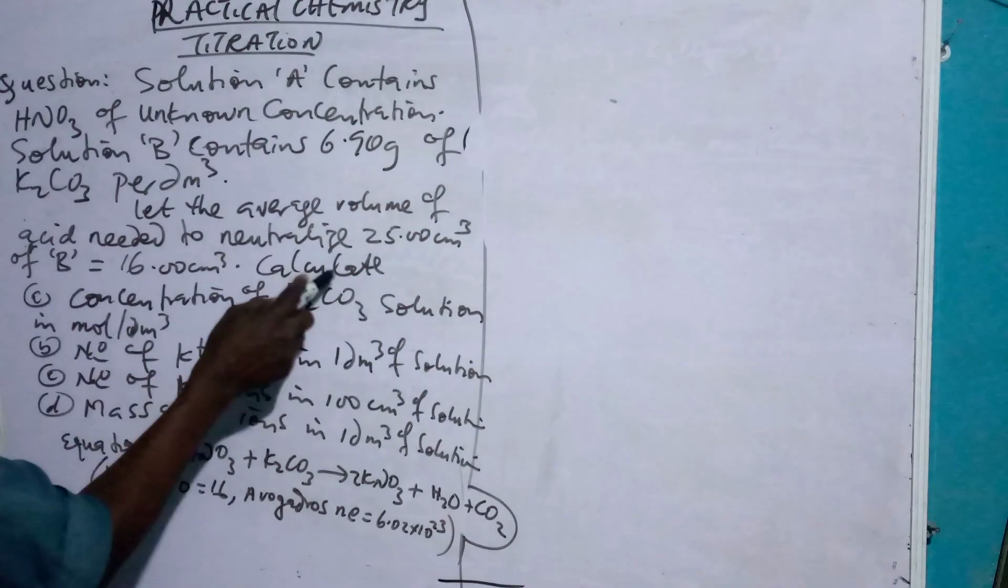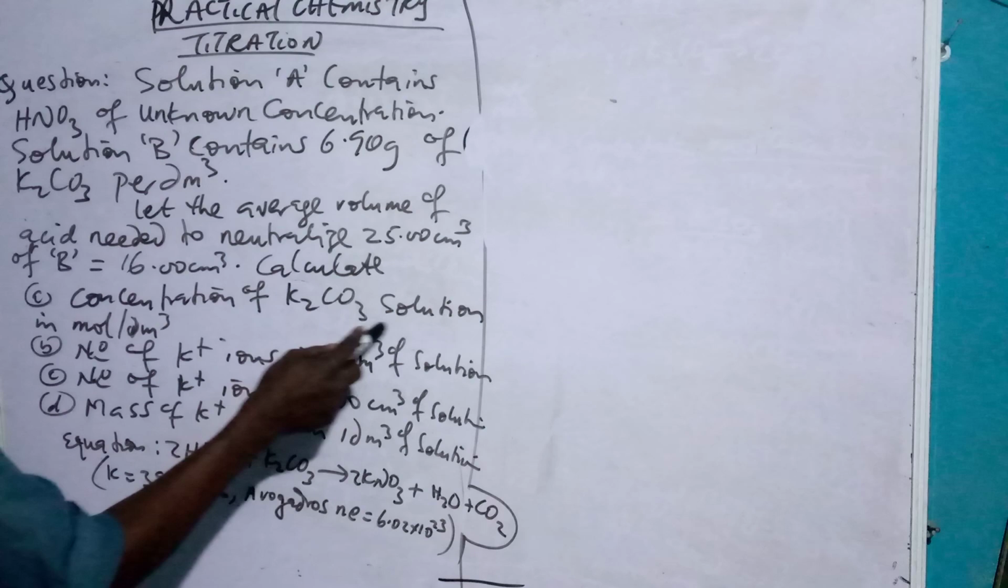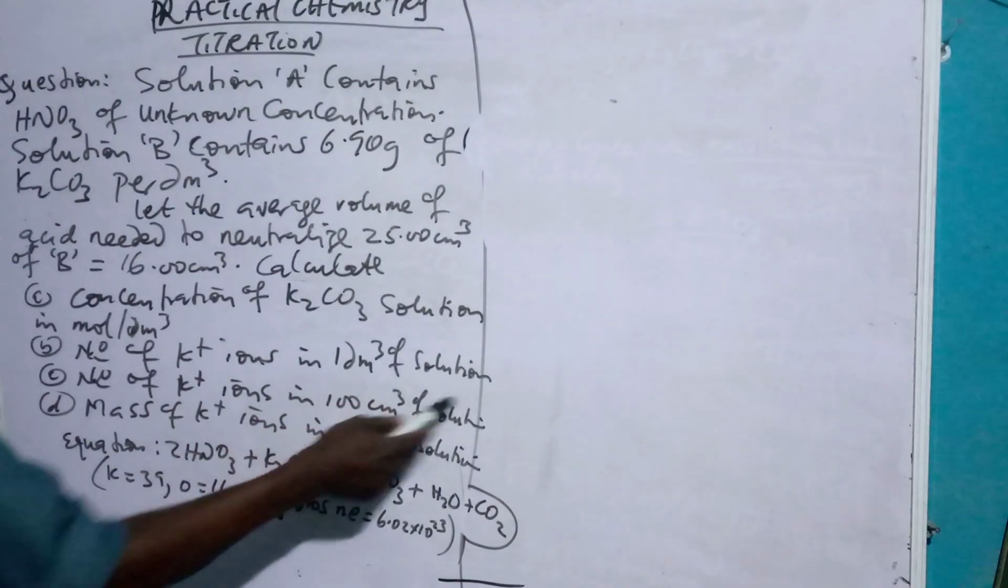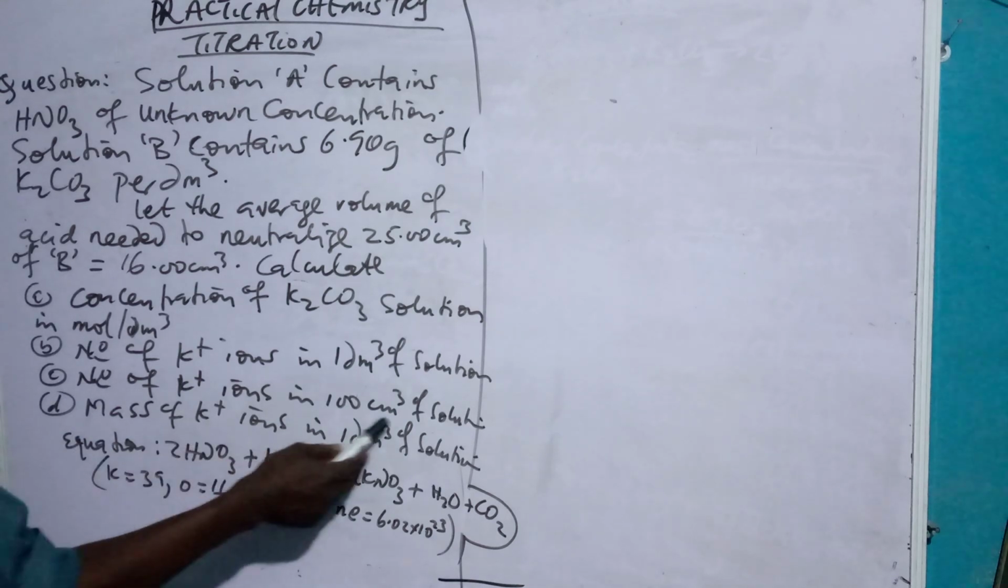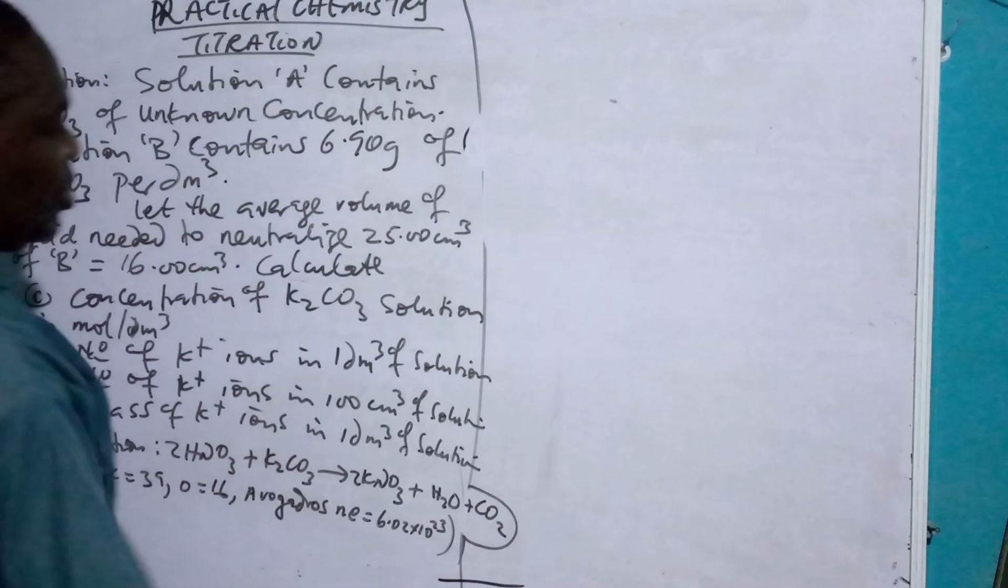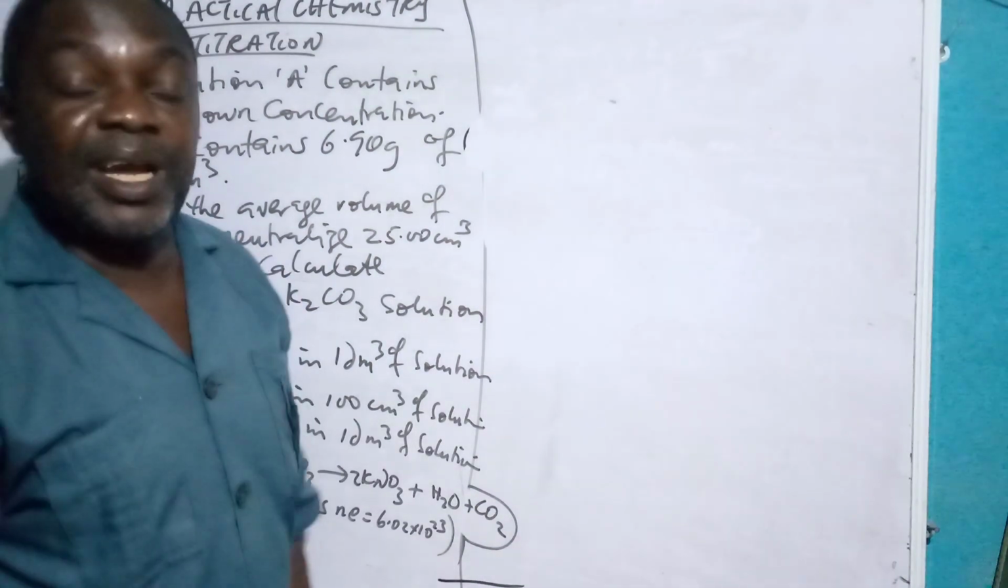So, A, calculate the concentration of potassium trioxocarbonate(IV) solution in mole per dm cube. B, number of potassium ions in 1 dm cube of solution. C, number of potassium ions in 100 cm cube of solution. D, mass of potassium ions in 1 dm cube. And they are giving all the things that we need to carry out this calculation.